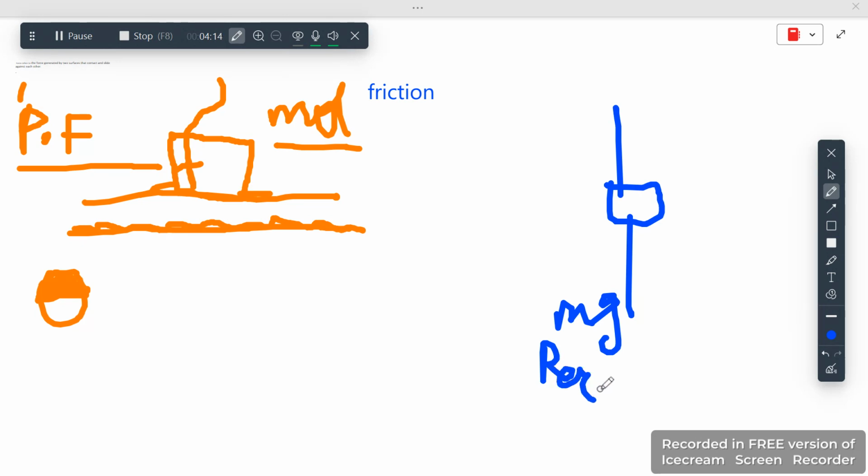The weight is perpendicular and is due to the gravitational force. Whereas we get R, which is the reaction. That reaction would also be perpendicular, and it is the normal reaction.